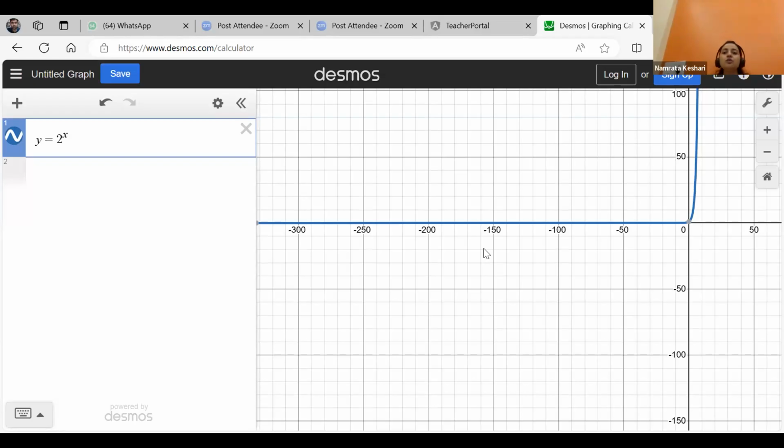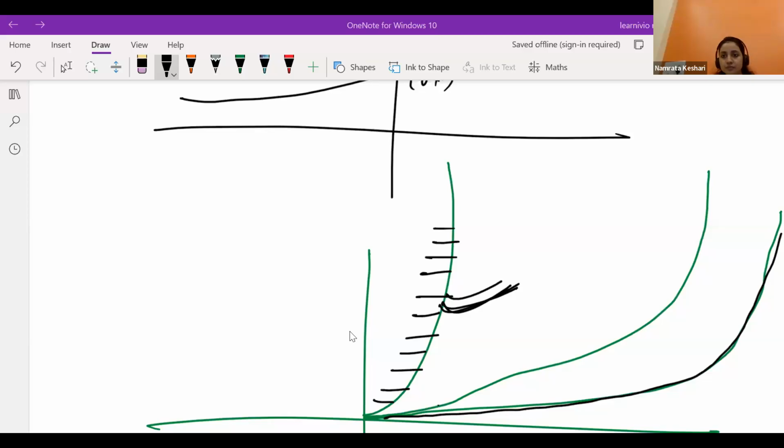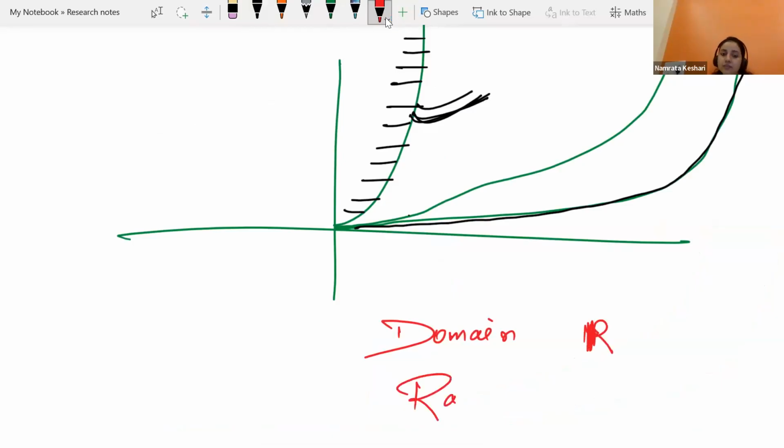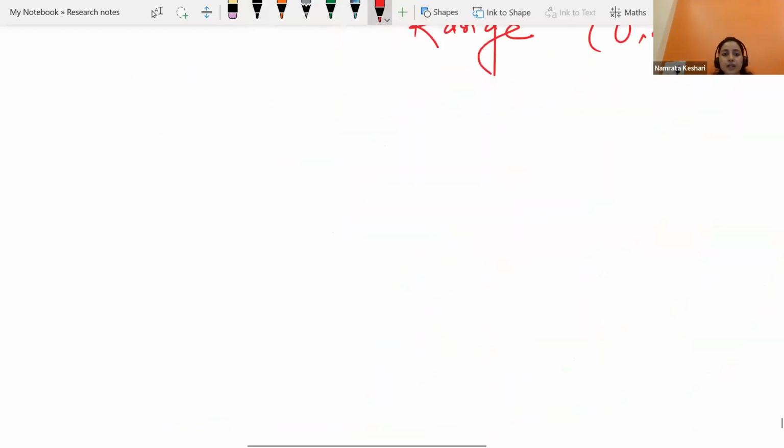Okay, so we will be saying that the range of this particular function is the open interval 0 to infinity, or the set of all positive real numbers excluding 0. Getting it, Fatima? Let's continue. So domain is all real numbers, this is R, and range is 0 to infinity. Is it okay? Now let's continue.